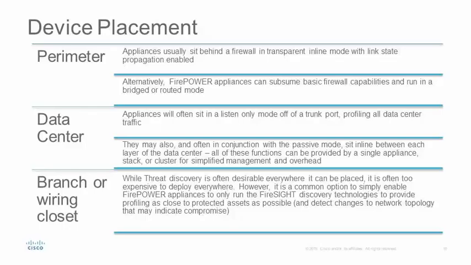Branch or wiring closets are pretty straightforward. We often want to be able to see threats in all these places, so these remote sites maybe. It's often expensive to deploy it everywhere. However, it's a pretty common option to enable Firepower appliances to run maybe just the FireSIGHT discovery piece. So we have application visibility and control. Maybe we don't need to do AMP and URL filtering and IPS at all those locations, but at least gain visibility to have context about all that traffic, adding it to the rest of the telemetry that's getting sent back to the FMC.